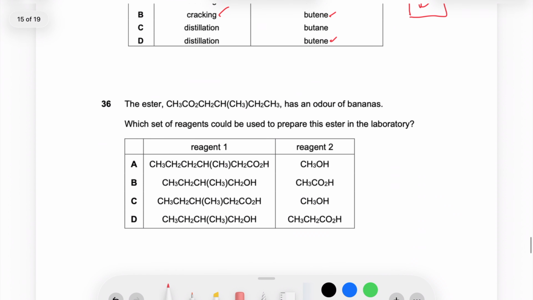Moving on, 35. Esters. Okay, so esters, because it contains what? The COO group. Okay, has the odors of bananas. Which set of reagent could be used? So important is what you have to get back to the starting reactants, the alcohol and the carboxylic acid. So this is where you're going to chop it up.